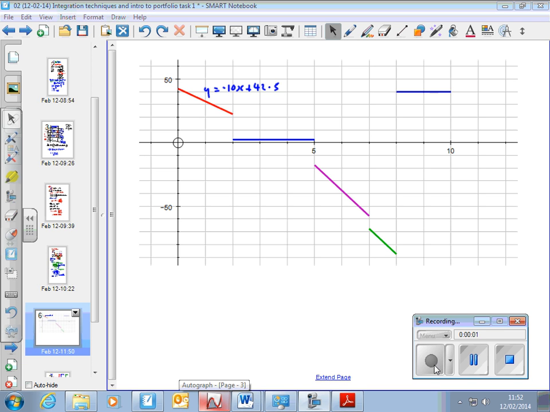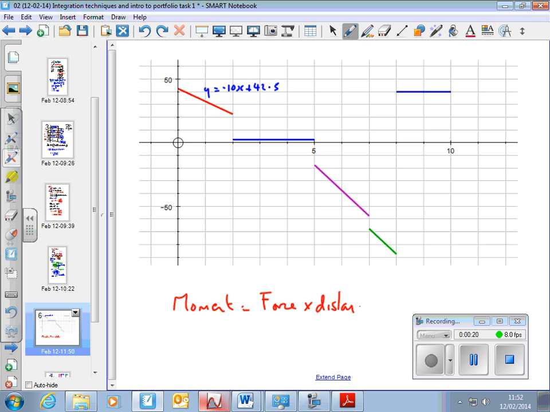So now we've got our stress diagram, we want to try and work out what the moment diagram is. And the moment is the force times the distance from the pivot, or from the support. This is the equation for the force, we know that.